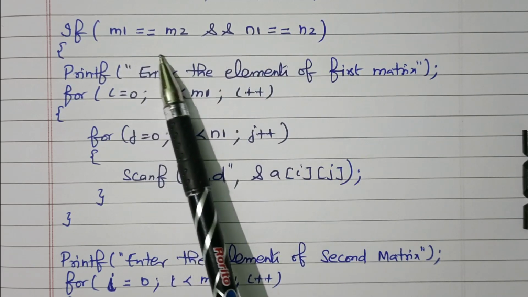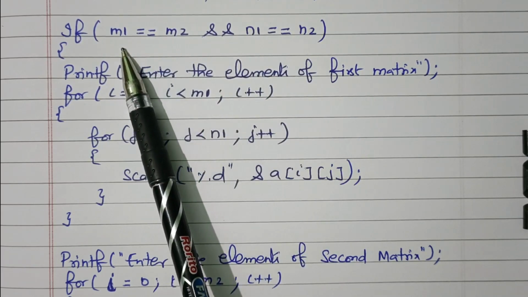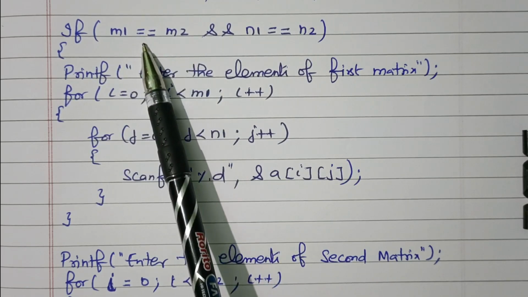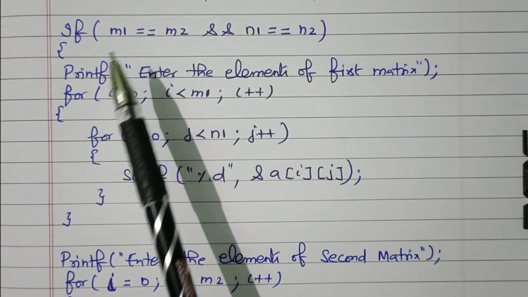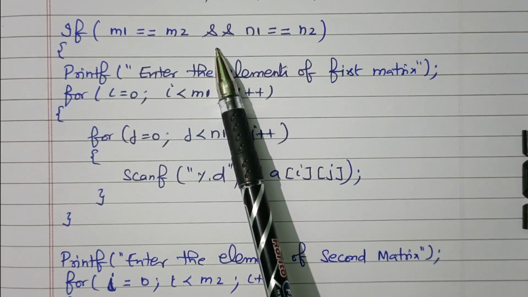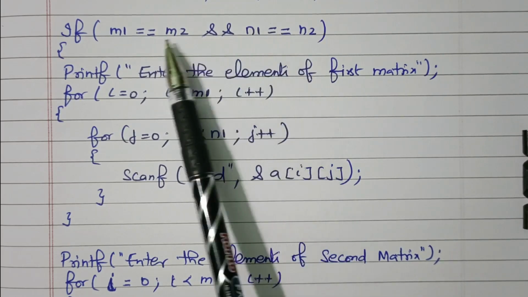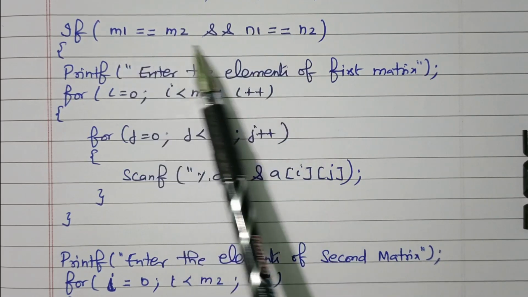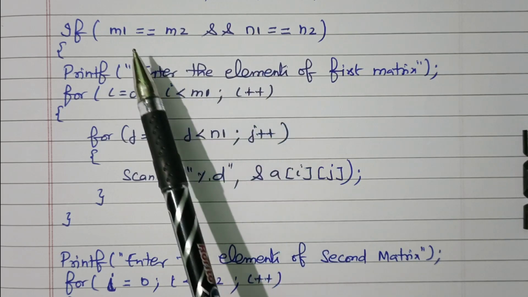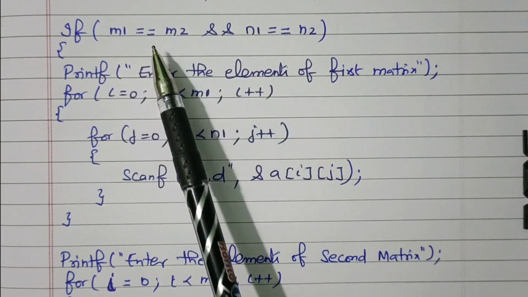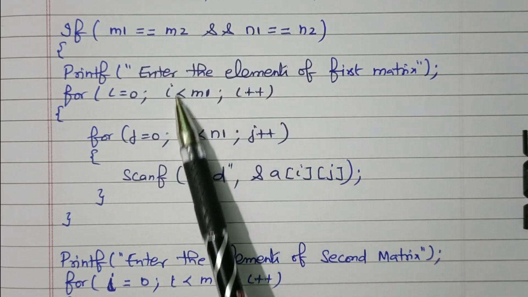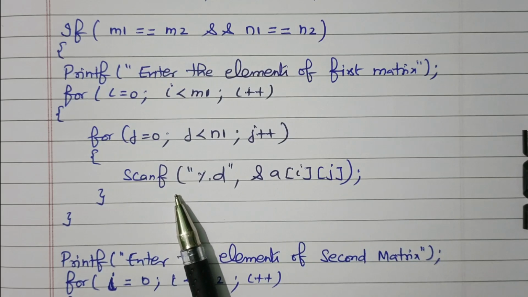So M1 single equal to M2 means the assignment operator. This double equal is an operator that checks whether both are equal. If M1 is equal to M2, both are equal means it will give the value 1. Not equal means 0. Similarly N1 and N2. Then the AND symbol is a logical operator. If both the conditions are true, then only it will return 1. If any one condition is 0, it will return 0. Right? So we need two conditions. The rows should be equal and columns should be equal. If both are equal, we can go for the matrix addition, matrix subtraction.